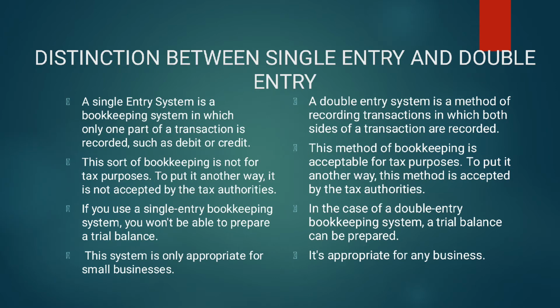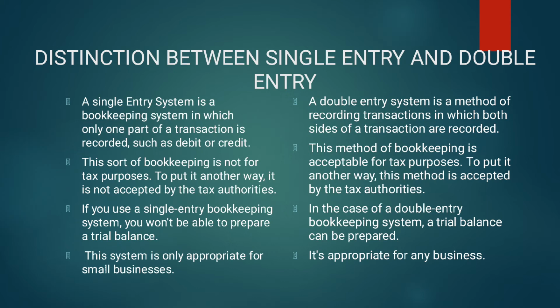First, single entry. A single entry system is a bookkeeping system in which only one part of the transaction is recorded, such as debit or credit. Now double entry. A double entry system is a method of recording transactions in which both sides of a transaction are recorded. Now single entry, this sort of bookkeeping is not for tax purposes.